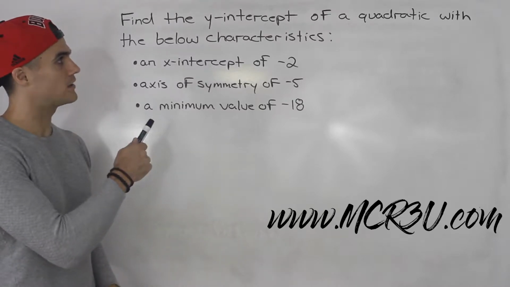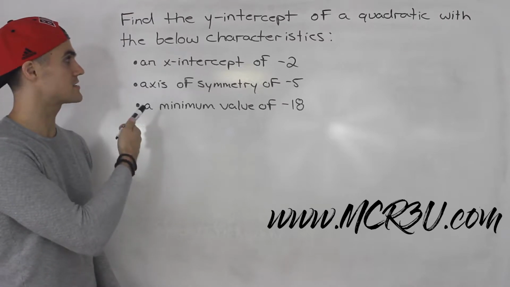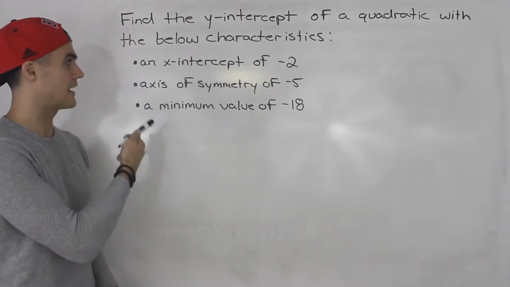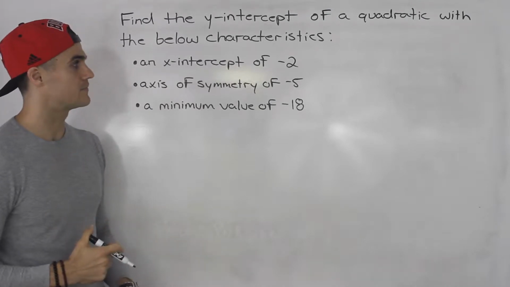Moving on to another word problem with quadratics. We've got to find the y-intercept of a quadratic with the below characteristics: an x-intercept of -2, an axis of symmetry of -5, and a minimum value of -18.